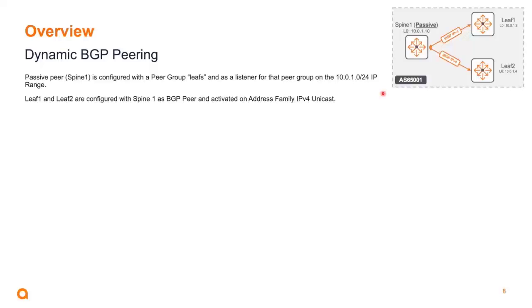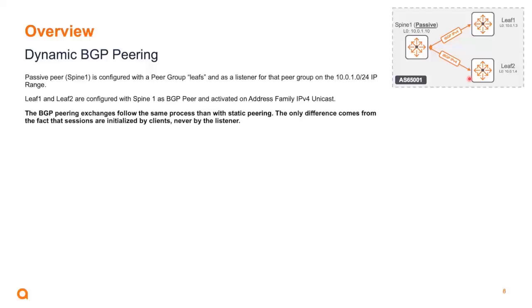So now, let's see how it works. On the setup displayed on the top right of the screen, we have a passive device, which is called spine1, and 2 leafs, leaf 1 and leaf 2. Spine1 has been configured with a peer group called leafs, and is listening on the given subnet, 10.0.1.0/24. On the leaf side, both devices have been configured with spine1 as a remote peer, and it has been activated in the address family IPv4 unicast.